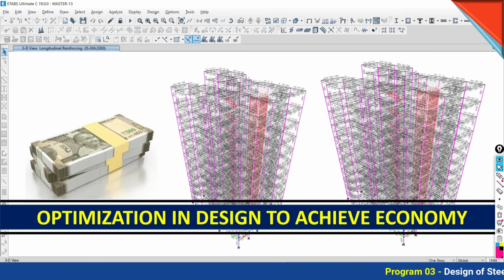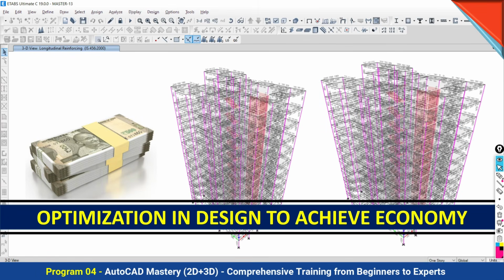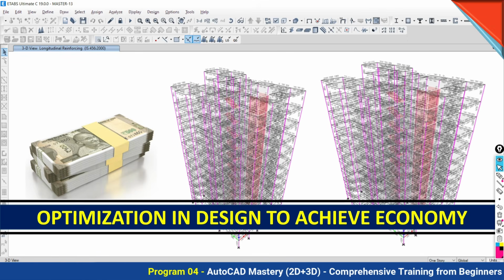Okay, so the best stage where you can do the optimization, where you can achieve the economy, where you can reduce the cost of the project is your design stage. It is not the planning stage, it is not the execution stage. The actual stage is your design stage. So how to do the optimization, we will learn this in detail in our training program.